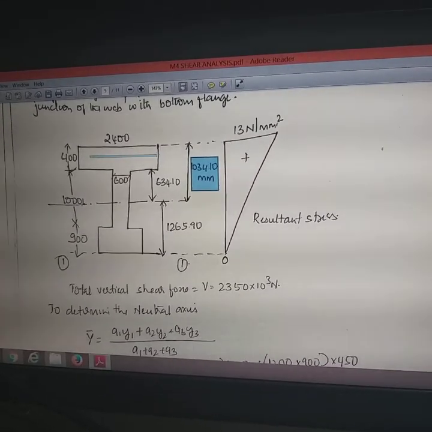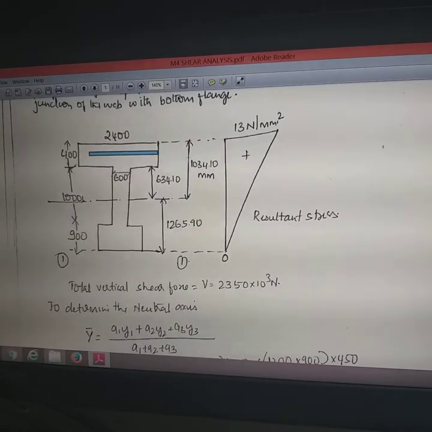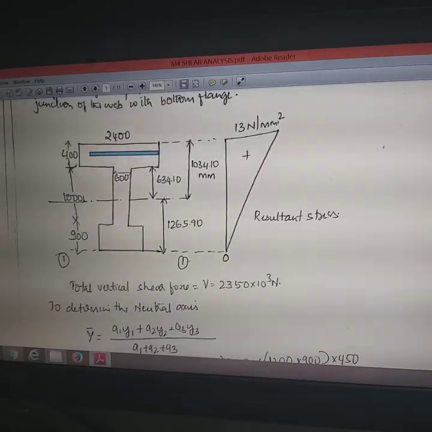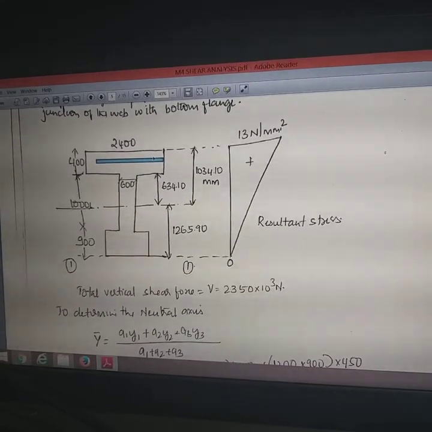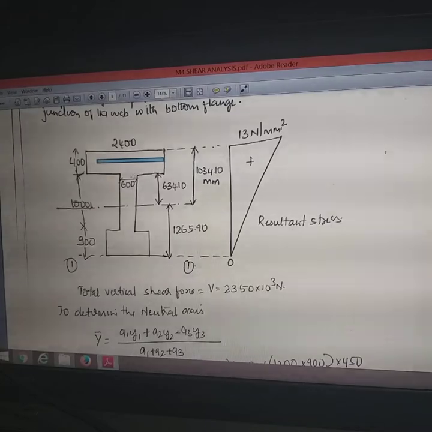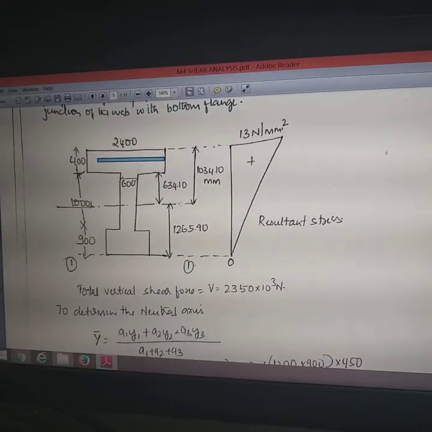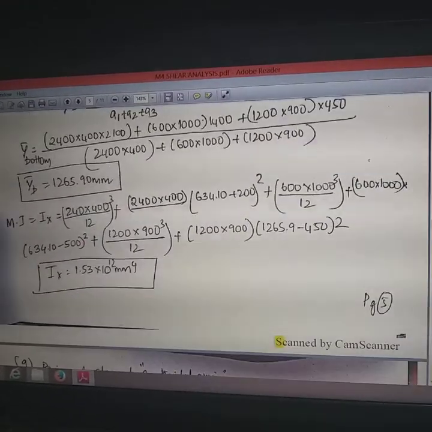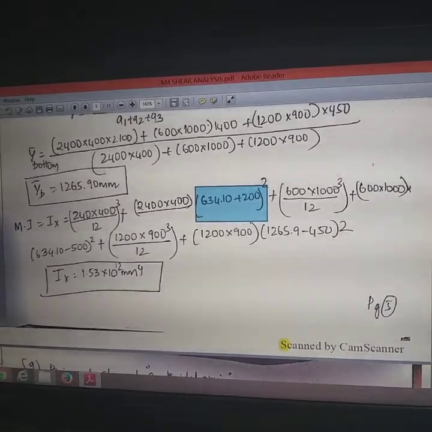See, here you can see 634. So 634 we have computed as 1034 minus this 400 distance. 634 plus, what is the centroid of the rectangle? It is 400 by 2. Therefore 634 plus 400 by 2 will give you the h square. That is what I have written here, 634 plus 200 whole square.